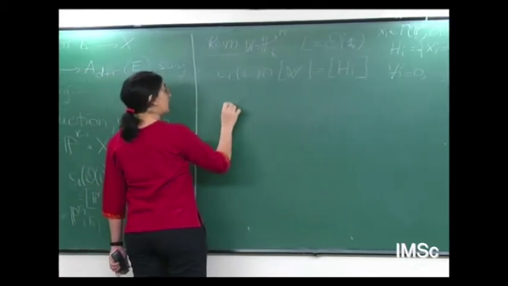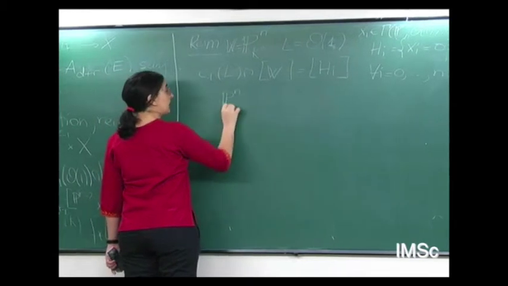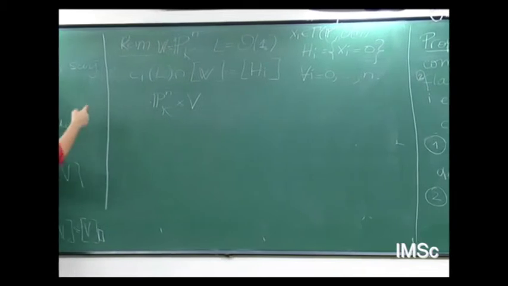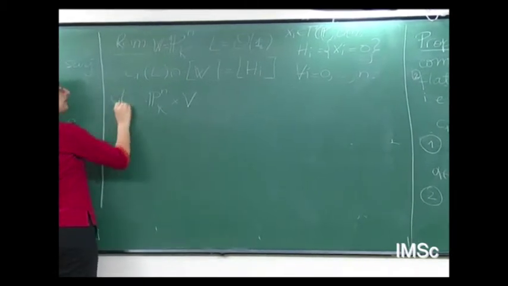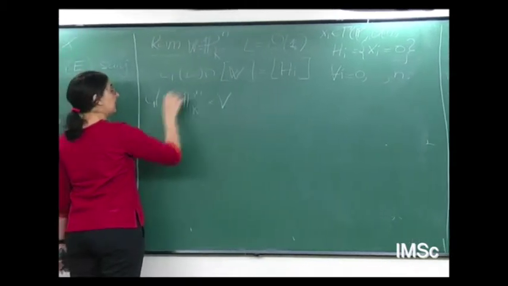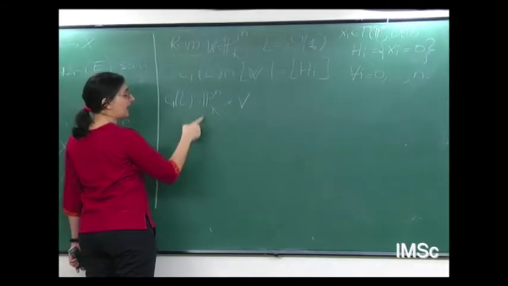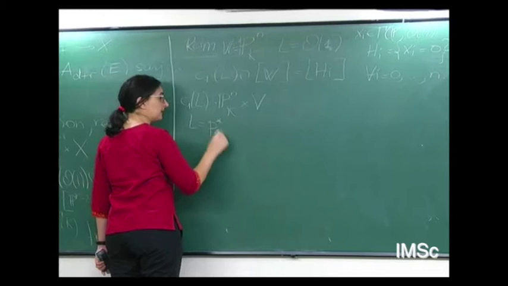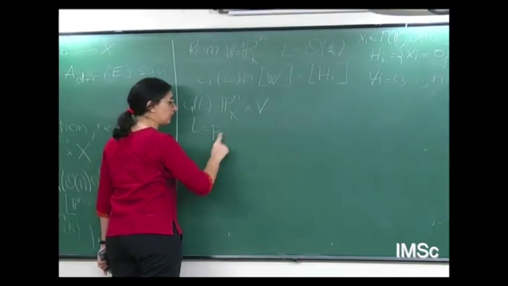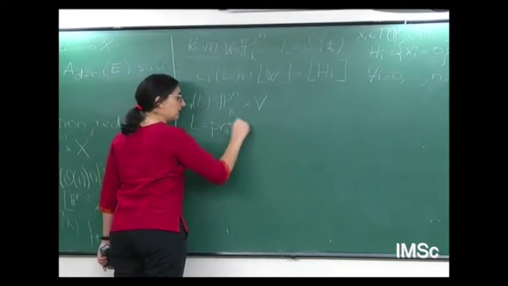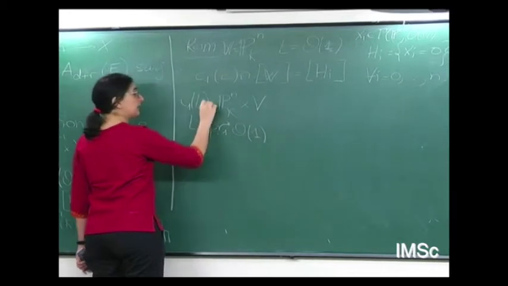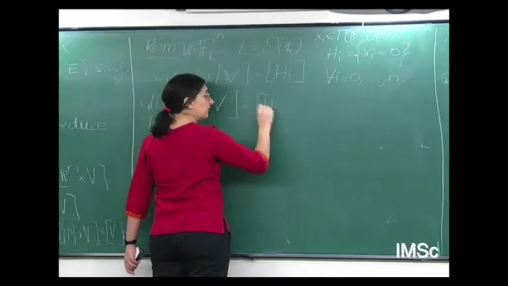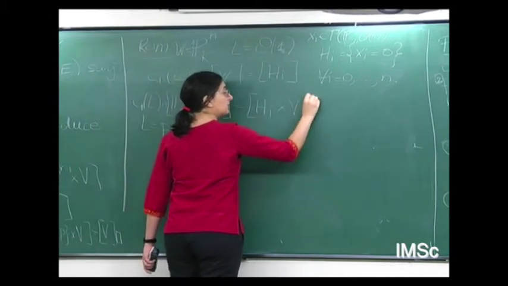So now if I take P^n_k times V, I can apply the same argument, and I have c1 of L. And here L, I mean, L is the p1 pullback, so the projection on this factor, pullback of O(1). This can also be viewed as H_i times V.